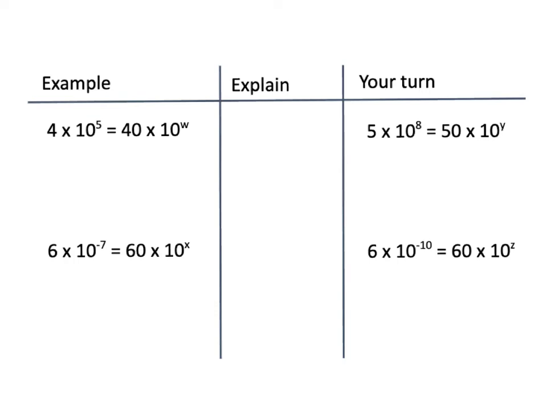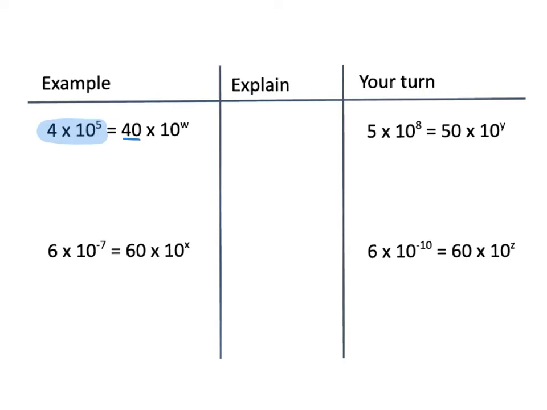Sometimes we need to take a number in standard form, and here's an example: 4 times 10 to the power of 5, and convert it into a number which is almost in standard form, but not. In this case, it's going to be 40 times 10 to, and we need to work out what that power is going to be. It's not in standard form on the right-hand side because this number, 40, is not between 1 and 10.